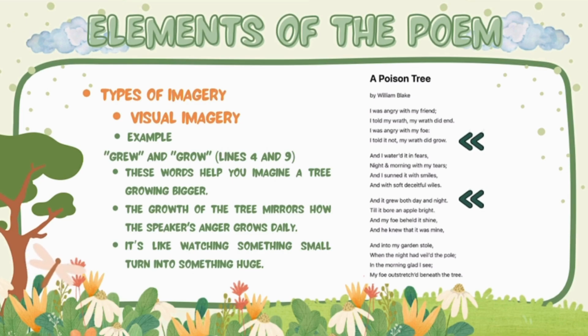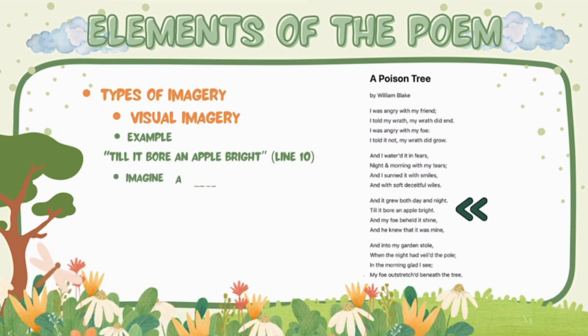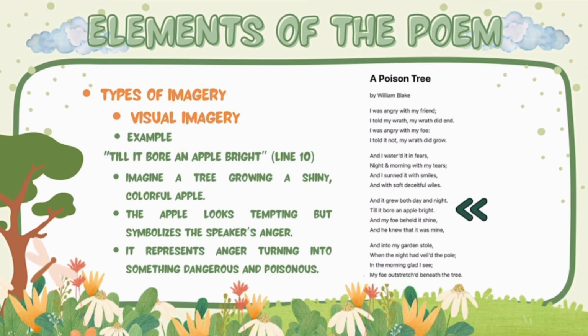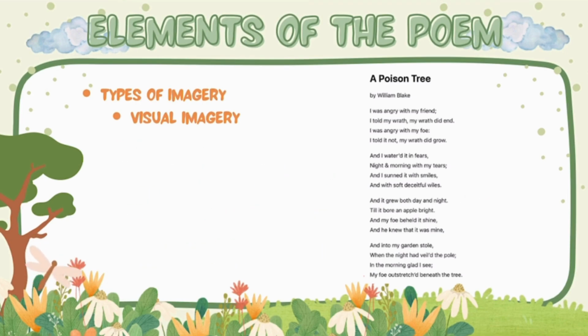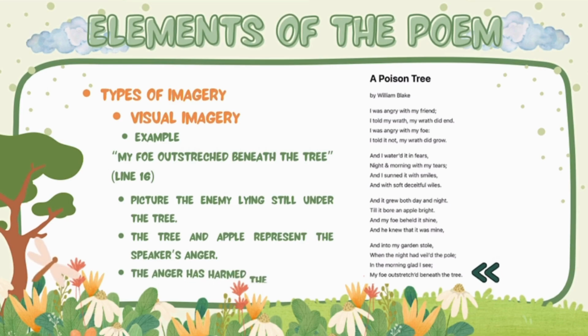Then, in line 10, we read, "Till it bore an apple bright." Here, we can imagine a tree growing a shiny, colorful apple. The apple looks tempting, but it symbolizes the speaker's anger turning into something dangerous or poisonous. Finally, in line 16, "My foe outstretched beneath the tree" paints a vivid picture of the speaker's enemy lying still under the tree. This shows how the anger represented by the tree and its apple has harmed the foe.